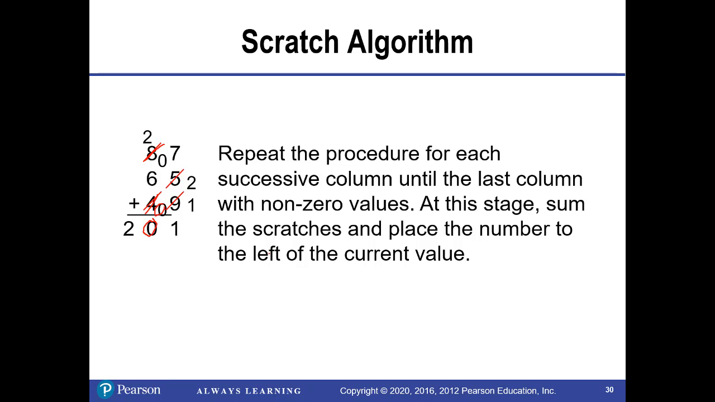And since a 10 has 0 units in it, I write my 0 here. And then for this, I write how many scratches I had in this column. I had 2 scratches. So I have 201 as my answer.